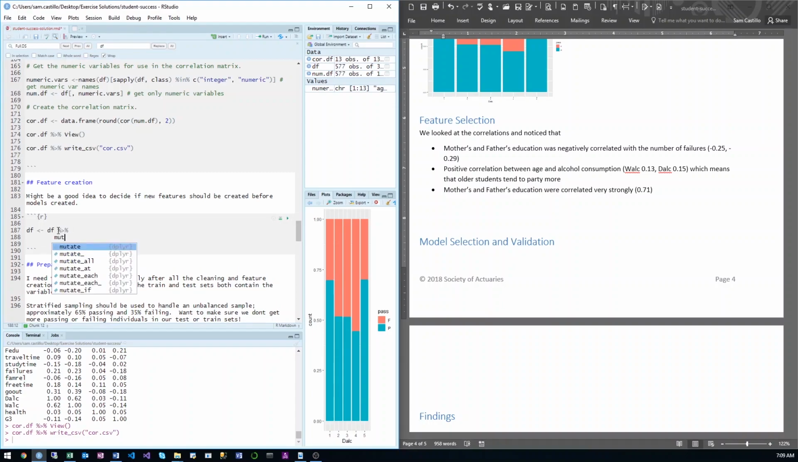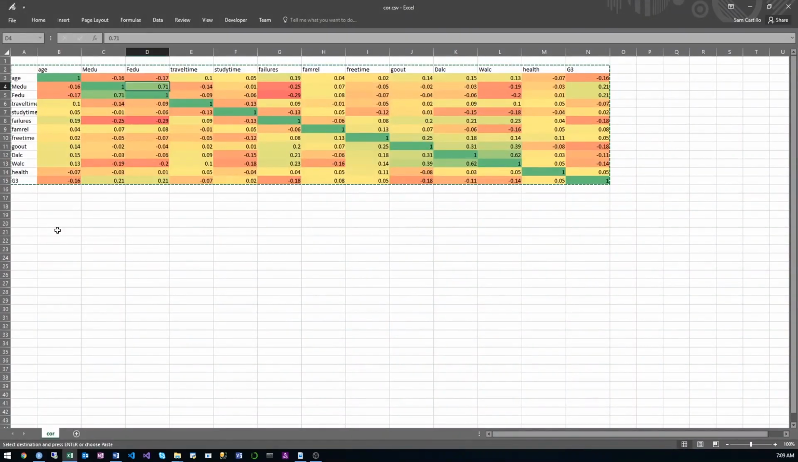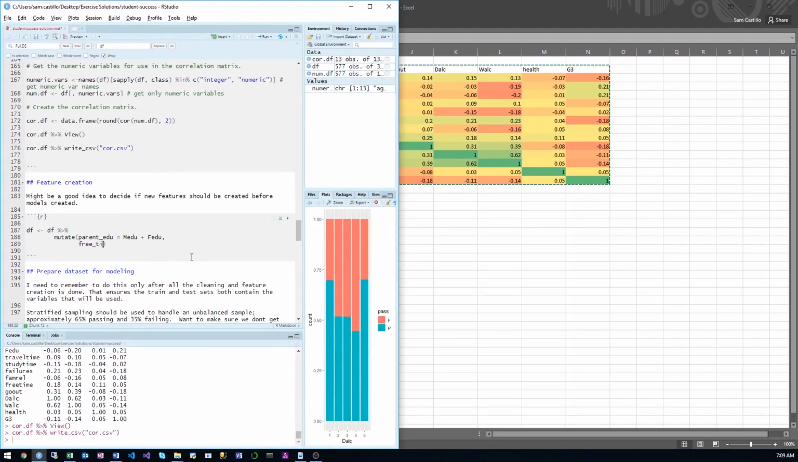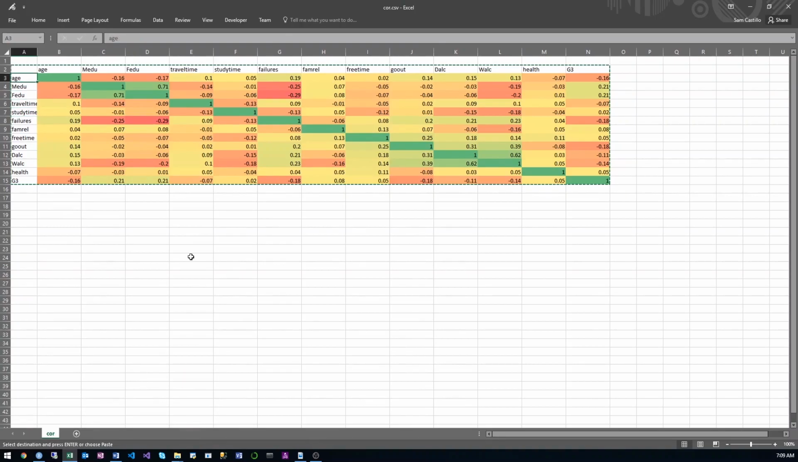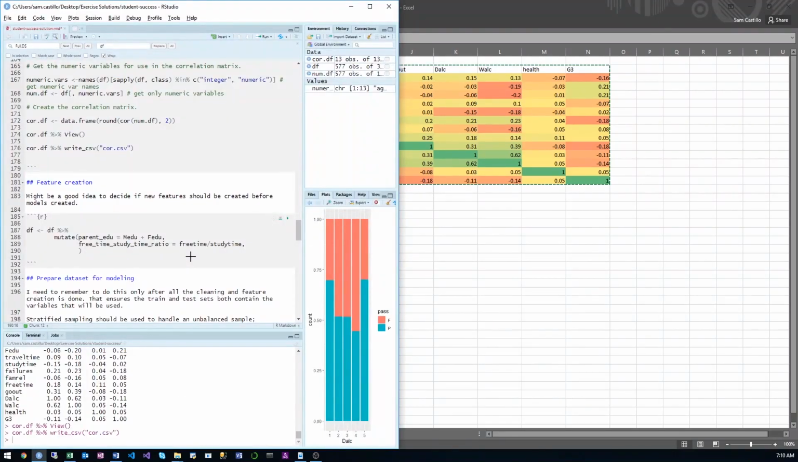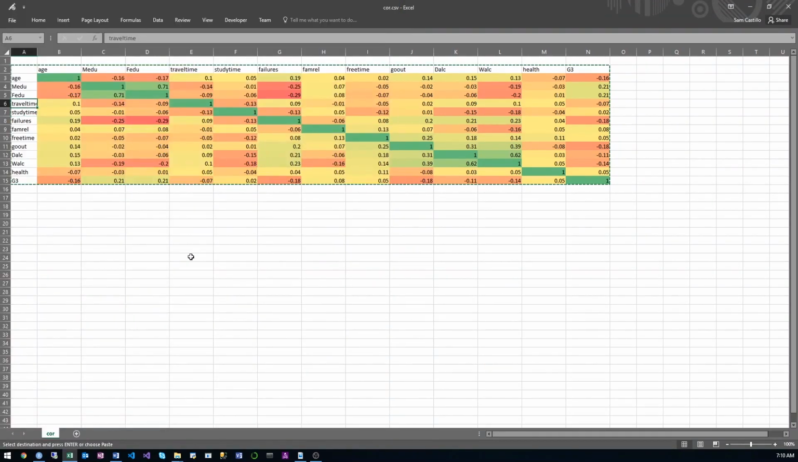So I'll mutate. I will say parent edu equals medu plus fedu. You have any other ideas? Well, what about the ratio of alcohol consumption to, or the ratio of free time to study time? Free time, study time ratio. Or how about travel time plus study time. Now, I don't want to make a linear combination of variables because this will cause issues with linear models.